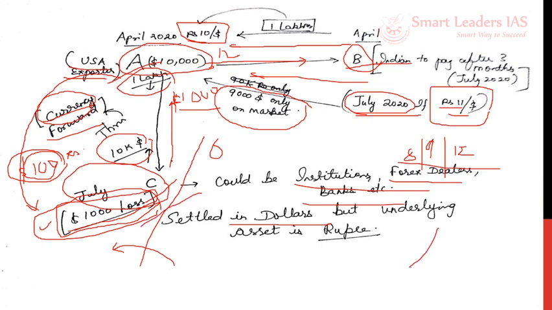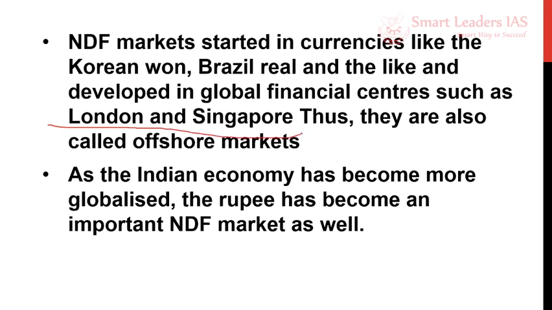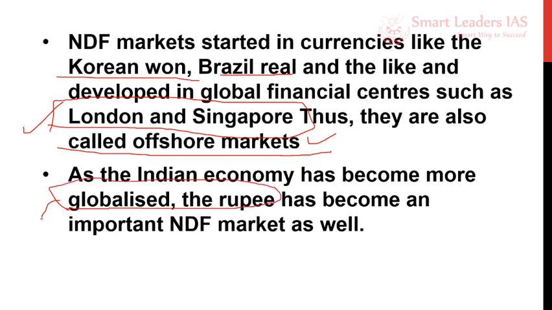If this is happening in India, we could have easily settled in rupees. But because everything is happening abroad, it is settled in dollars. This kind of market, this whole complex arrangement, began to develop outside India, especially in places like London and Singapore. So London and Singapore are becoming major offshore markets, where emerging currencies like the Korean won, Brazilian real and Indian rupee are being sold and bought. So there has been an expanding market for Indian rupee derivatives. This means that the rupee is becoming globalized, or we can say the rupee is being traded across the border.